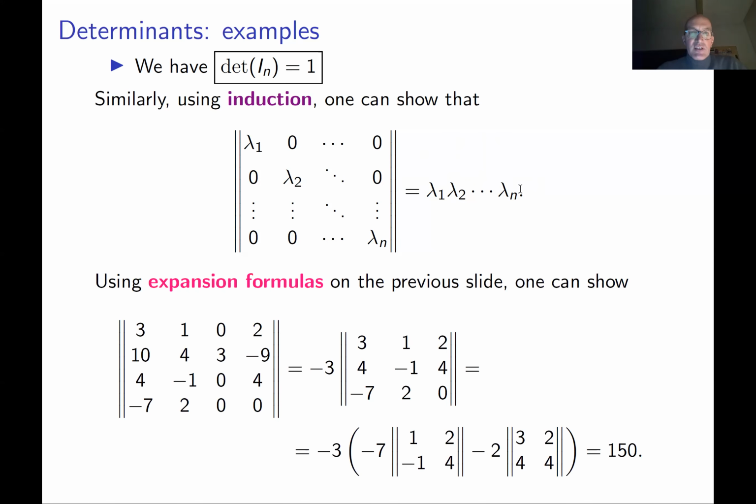Okay, this is an example of how you can use expansion formulas from the proposition on the previous slide, in this case for 4x4 matrices. If you look at this 4x4 matrix, you notice that the third column consists almost entirely of zeros. There's only one number 3 here.